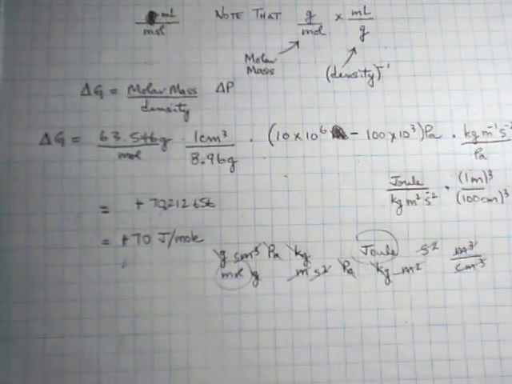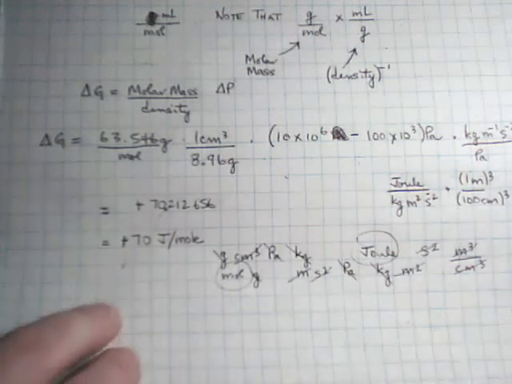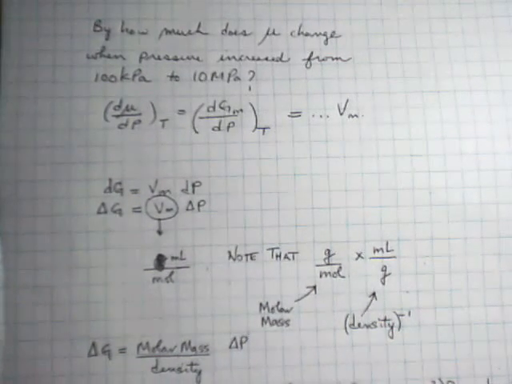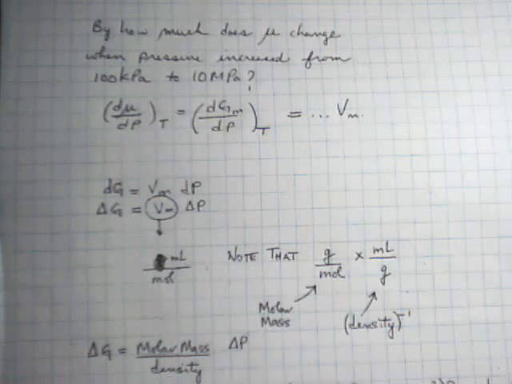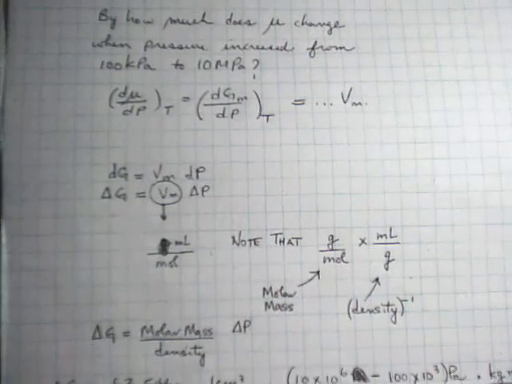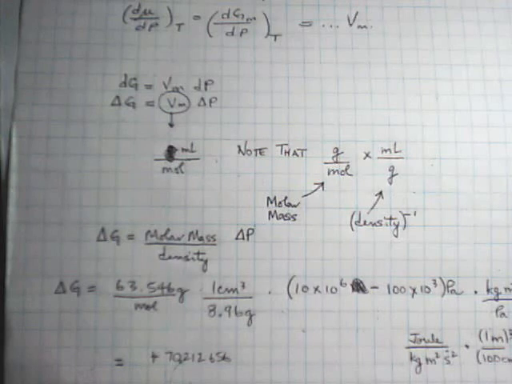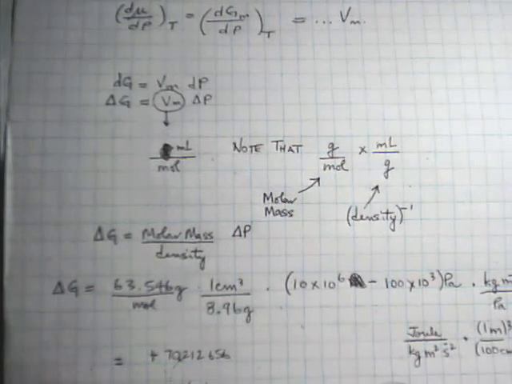It's a really good question, and you need to be prepared to show that dG by dP at constant temperature is equal to the molar volume, and you need to be prepared to define molar volume in terms of molar mass and density. That will not be pointed out to you in a test, midterm or exam. So you have to be sharp on that.